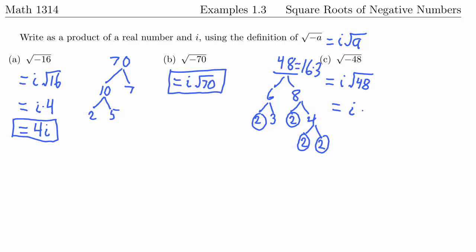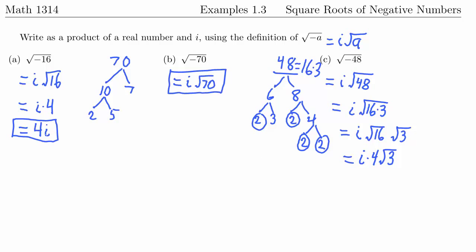So we have I times the square root of 16 times 3. The properties of radicals means we can break this up into two separate radicals. That gives me I times the square root of 16 times the square root of 3. Again, what's the square root of 16? 4. So that's I times 4 square root of 3.